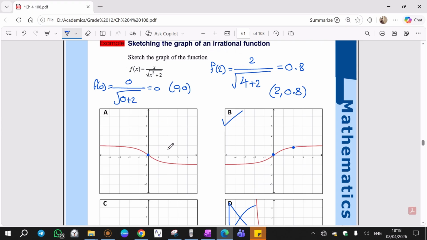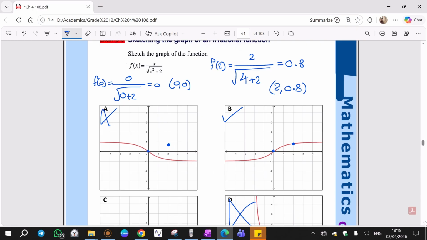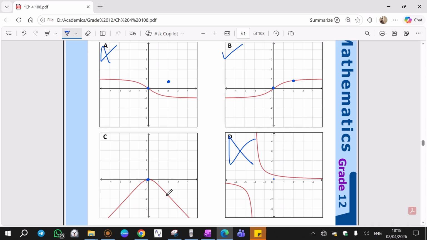While for A, the point 2, 0.8 is not on the graph. At 2, the graph is negative. We don't want this. And C, the same. At 2, the graph is like negative 1.67. Don't care. So B is the right answer.